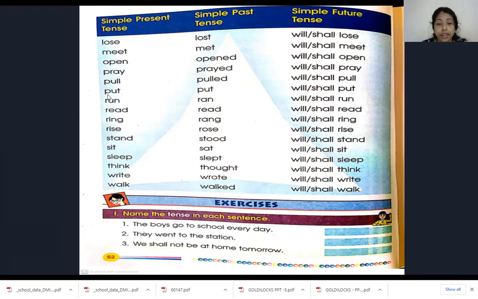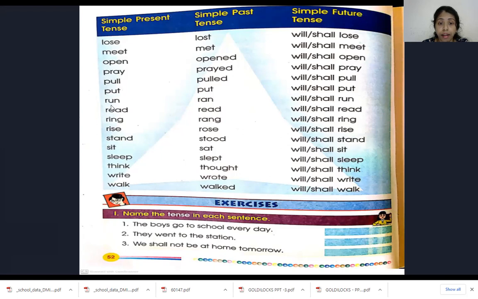The next word is put. For the past form, it will remain the same, put. There is no change for the past form. Put, put. And for the simple future form, we need to add will or shall, will put or shall put.